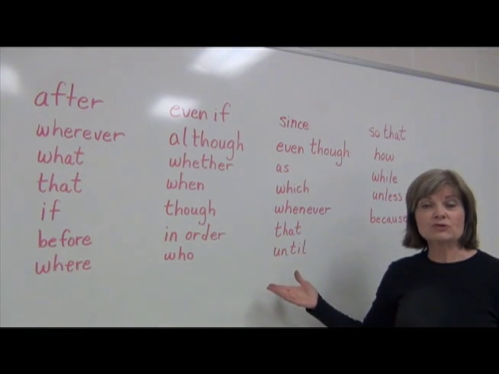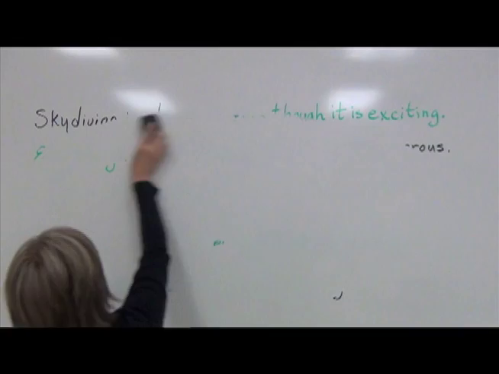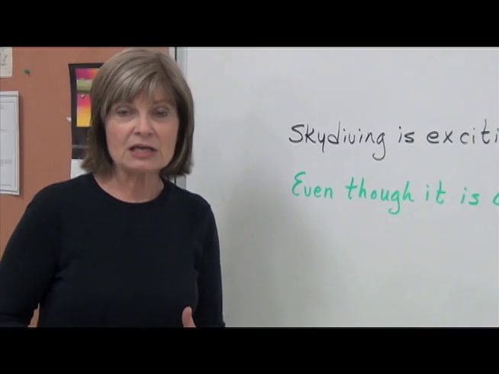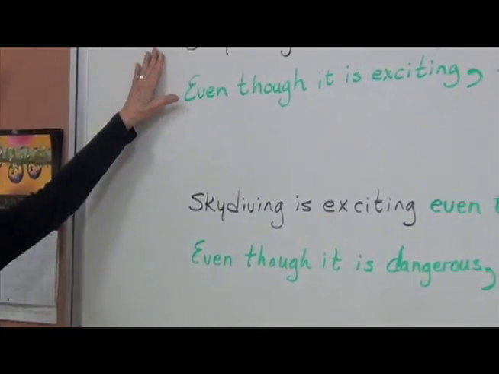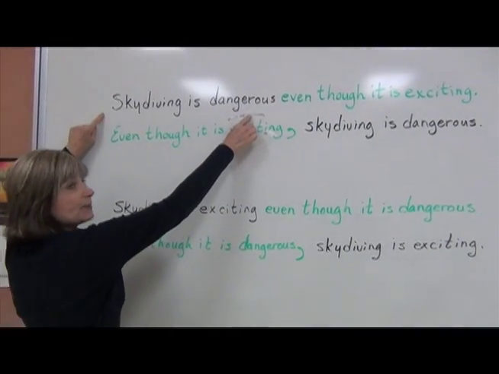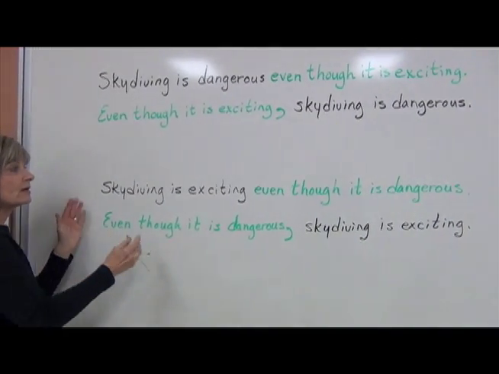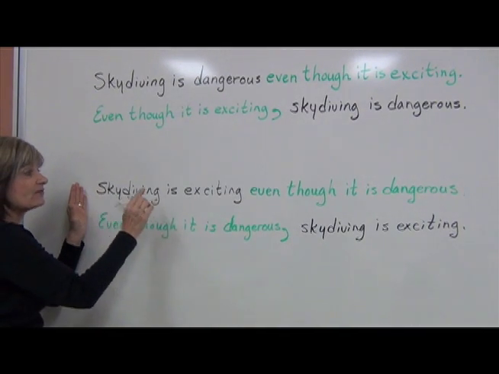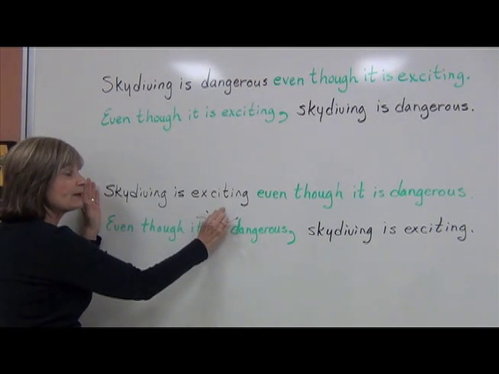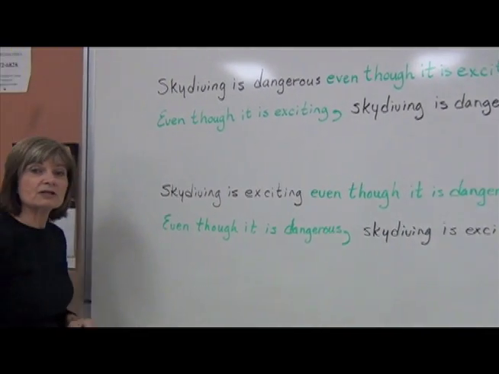Why do we call these connectors subordinating conjunctions? The reason they're called subordinating conjunctions is that when we tack them on to a group of words, they become less significant in meaning in the sentence. In this sentence, skydiving is dangerous even though it is exciting. In this independent clause, we emphasize the fact that skydiving is dangerous. However, if we take a look at this sentence, skydiving is exciting even though it is dangerous, we are emphasizing the fact in the independent clause that skydiving is exciting, not as much as it is dangerous.